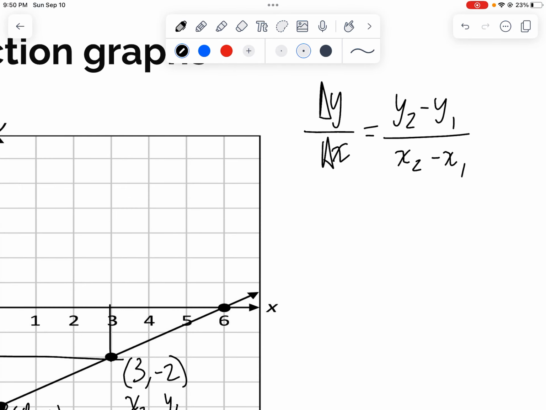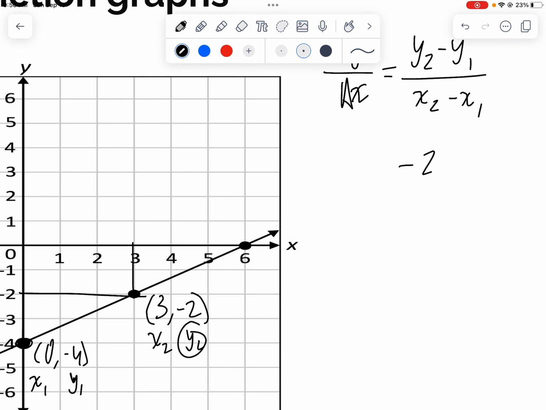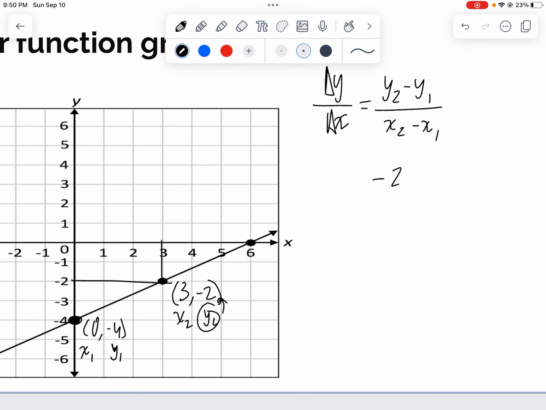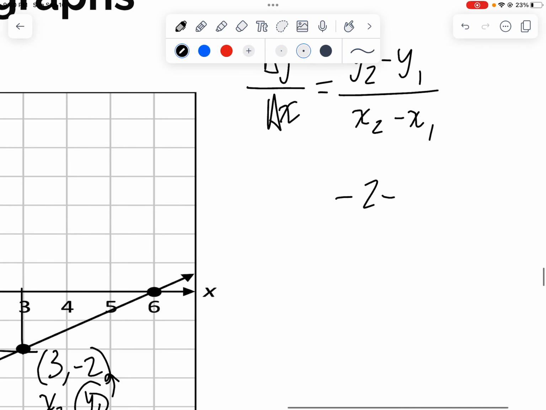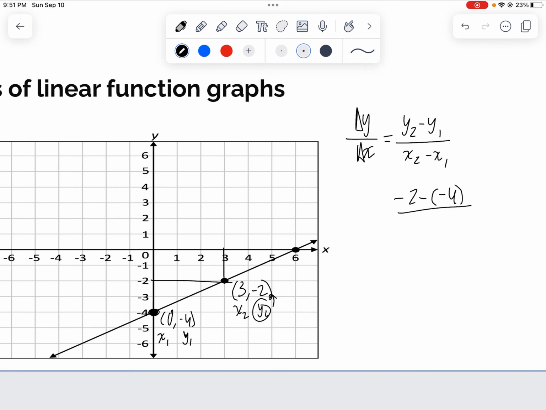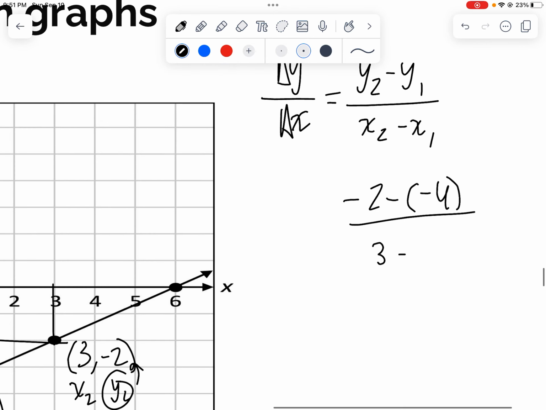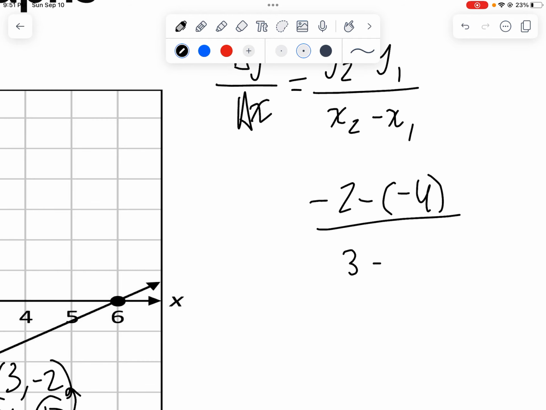So what's my y2? I'll just plug it in, -2. As you can see, y2 is -2. What's my y1? -4. So minus -4. Don't just do -4, that's not the same thing. What's my x2? My x2 is 3. And what's my x1? My x1 is 0.